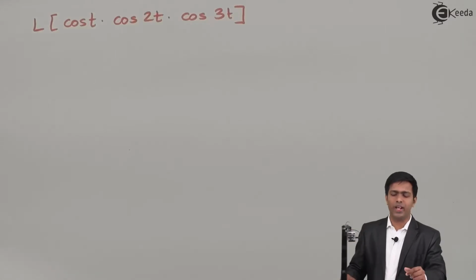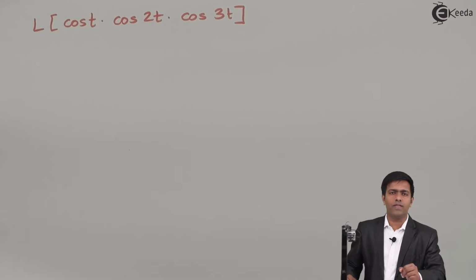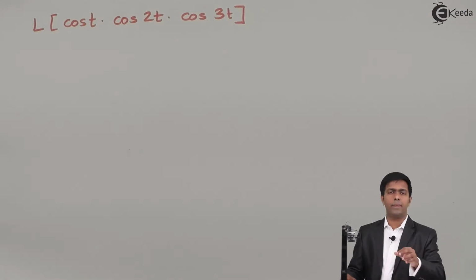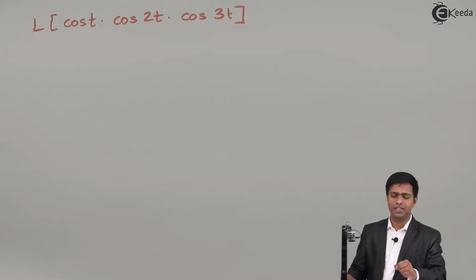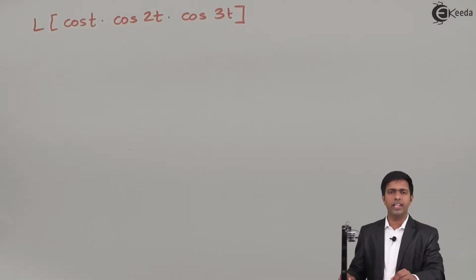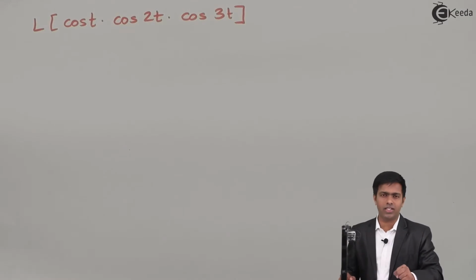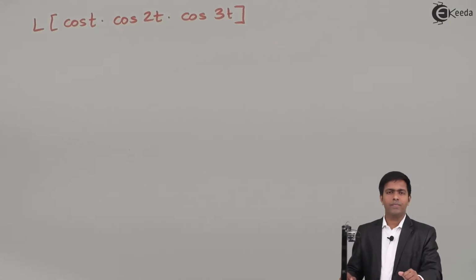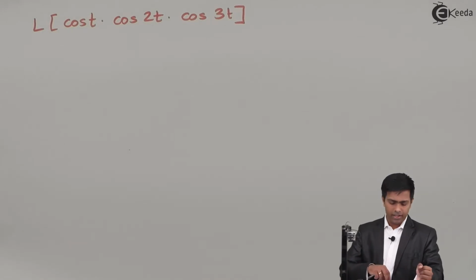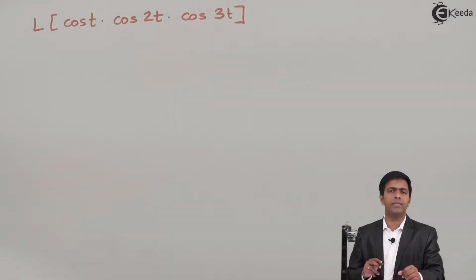Friends, so today we are going to solve a problem based on Laplace transform of standard functions. So here we have to find out the Laplace of cos t into cos 2t into cos 3t. Now you cannot find out the Laplace of this trigonometric term separately since we have the multiplication sign in between.